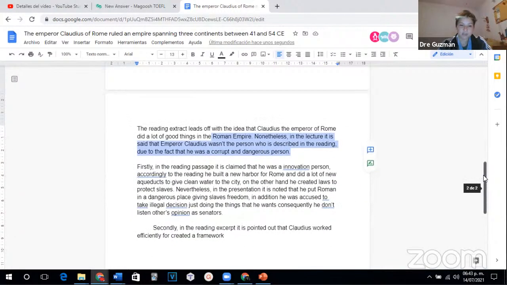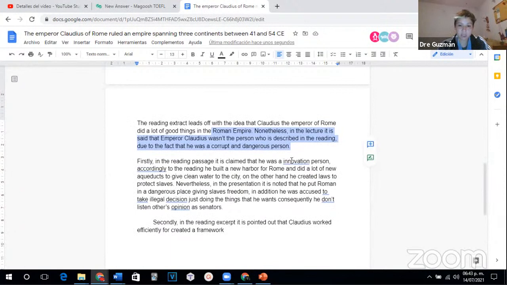All right, next. Firstly, in the reading passage, it is claimed that he was a innovation person. We have to see when a word tiene que estar en forma de adjetivo, tiene que estar en forma de sustantivo. Innovative, aquí sería an innovative, describes a person. Innovation sería el sustantivo, ¿no? Innovación.